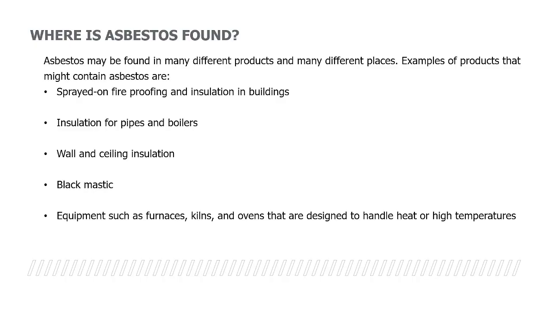So where can we find asbestos? It can be found in many different products and many different places. So in a lot of building materials, it can be in spray-on fireproofing, spray-on insulation in buildings, insulation around pipes and boilers, wall and ceiling insulation, black mastic, that's going to be your glue for your floor tiles, that's where it's commonly found. And then equipment such as furnaces, kilns, and ovens that are designed to handle heat or high temperatures. Since asbestos is heat resistant, it's used in those kinds of equipment.